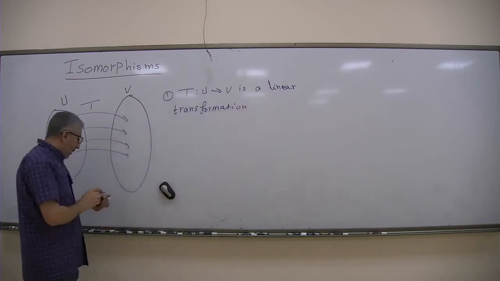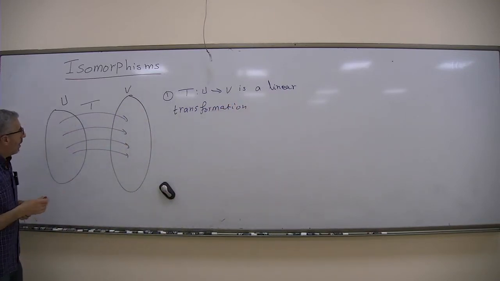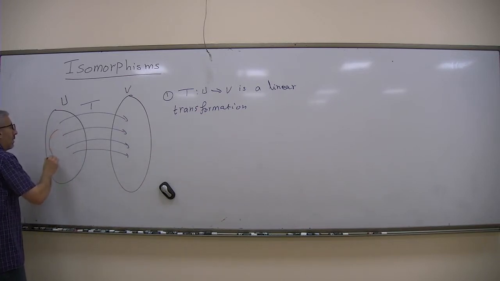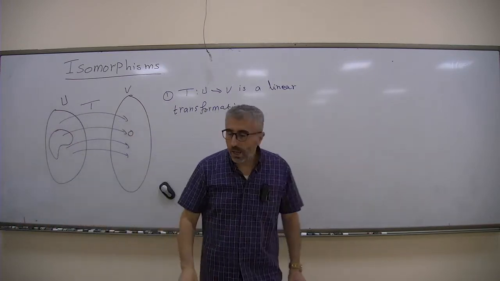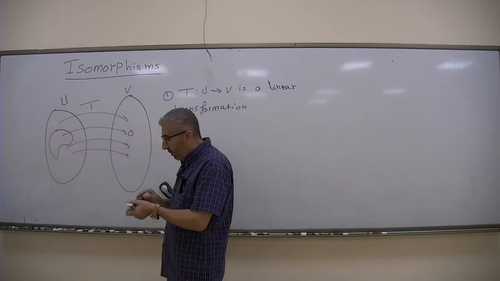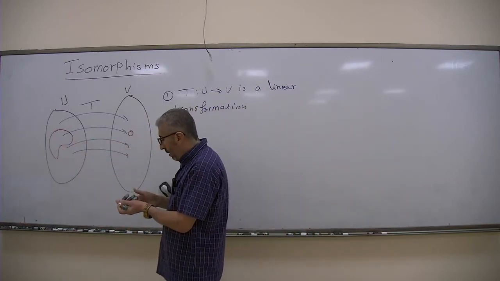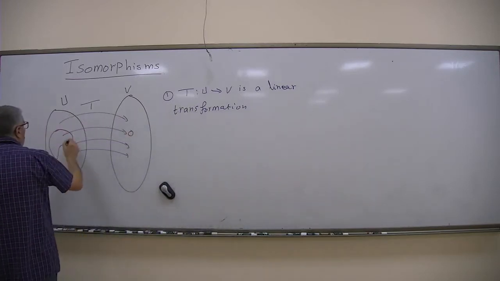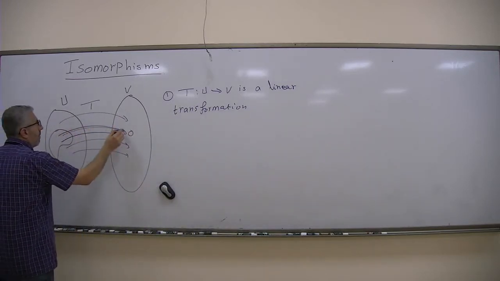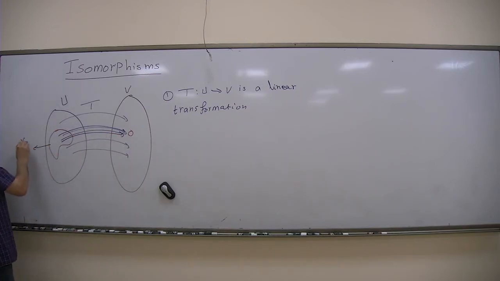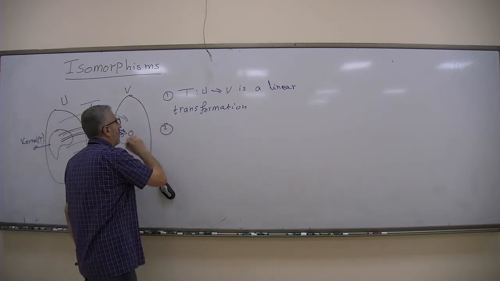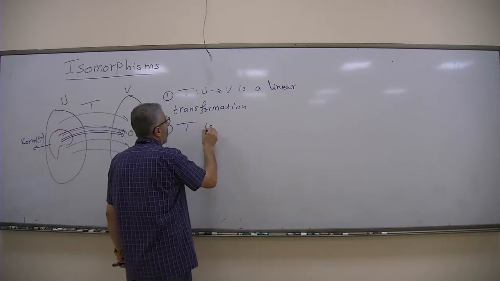We talked about this: a linear transformation is one-to-one if and only if the kernel... So here is the kernel. What do we mean by the kernel? We mean by the kernel all vectors in the domain that are mapped to the zero vector in the range. So here we see which vectors are mapped to the zero vector here. This is the kernel of T.